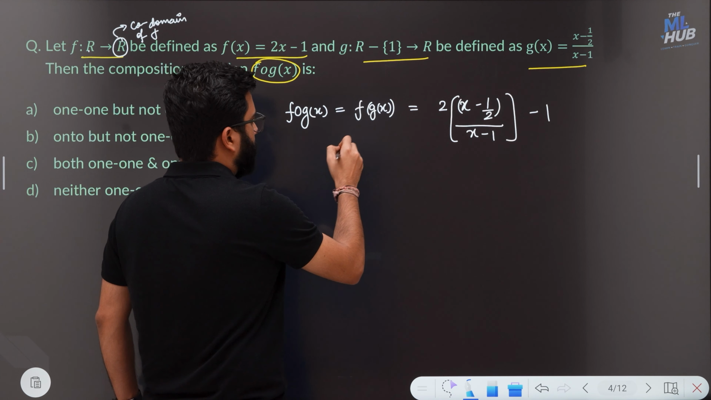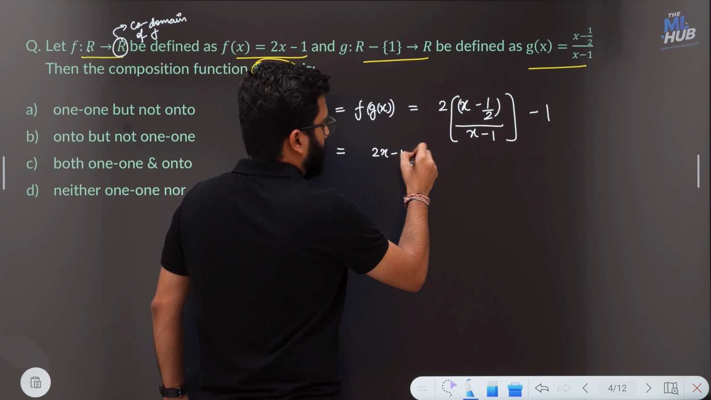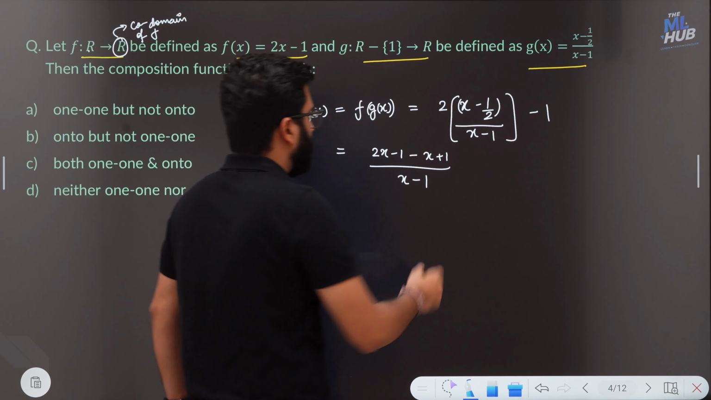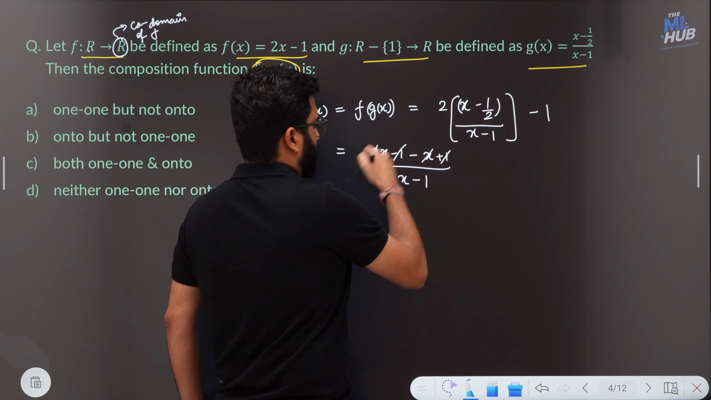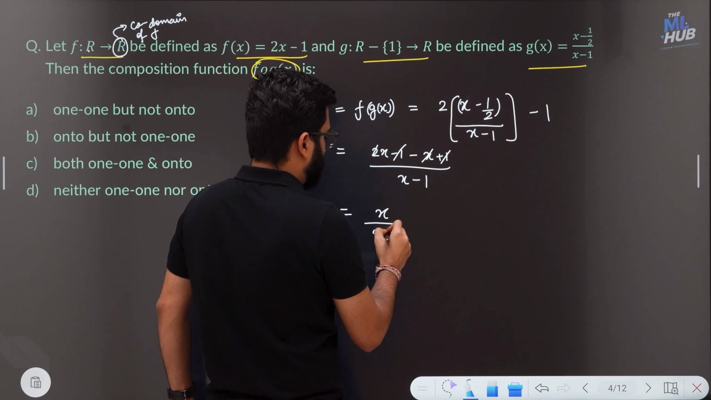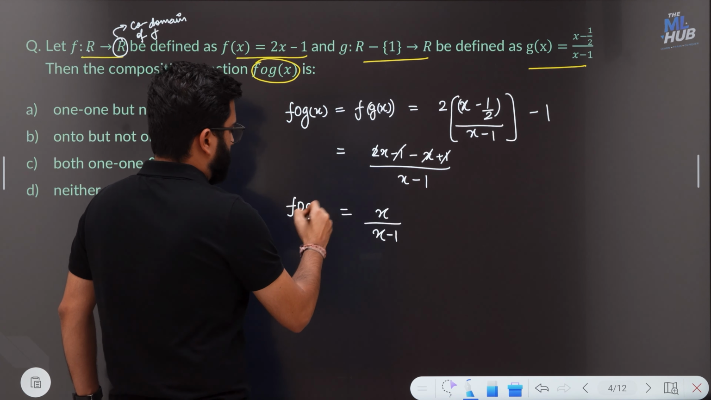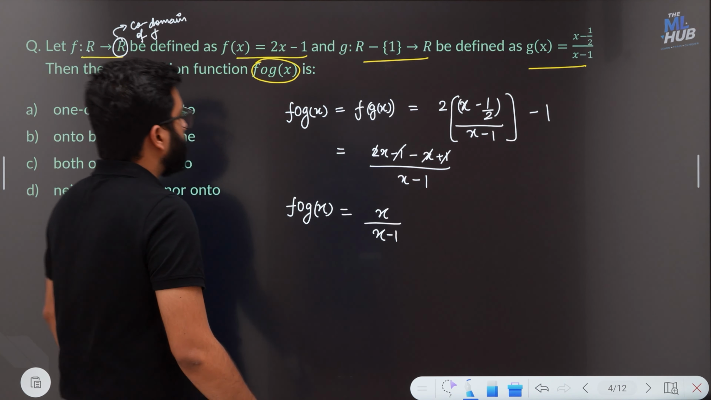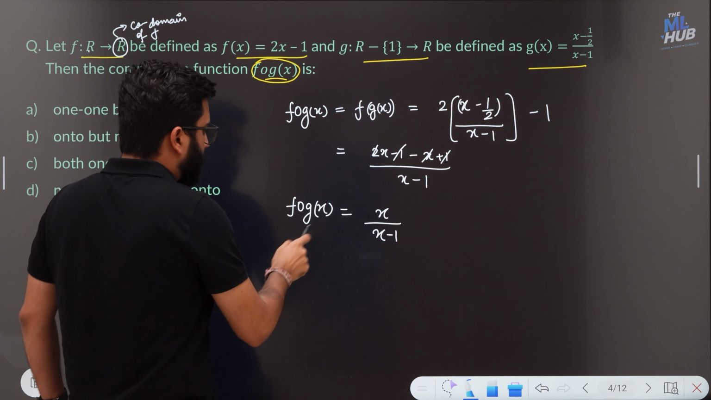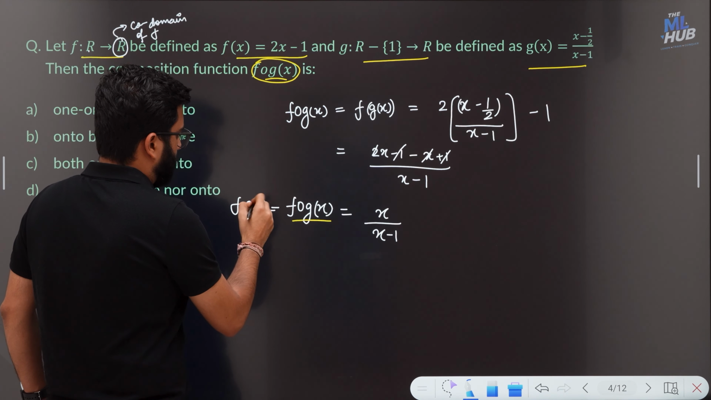So if we simplify, this comes as 2x minus 1 minus x plus 1 divided by x minus 1. I have taken the LCM. This one will get cancelled, this x will also get cancelled, and it will be x divided by x minus 1. So this is f of g of x. Now the composition given to us, we need to comment about f of g. If you see it closely, it is equivalent to f of g(x).